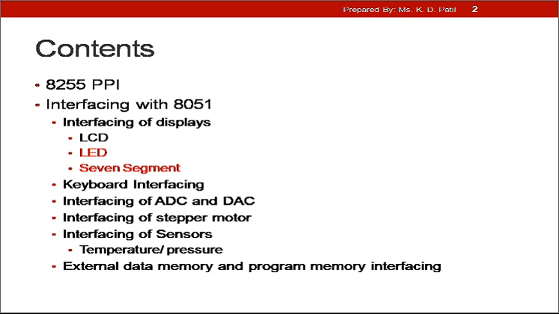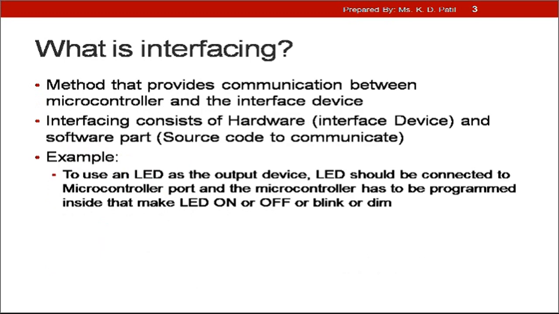Let us first understand what is interfacing. Interfacing is a method that provides communication between microcontroller and the interface. It consists of two important components. One is hardware part and second one is software part. When a device is connected to the microcontroller, it is considered as a hardware part, and when the microcontroller is programmed with some source code to communicate with the device, it is referred to as a software part.